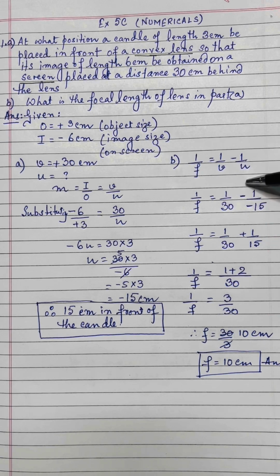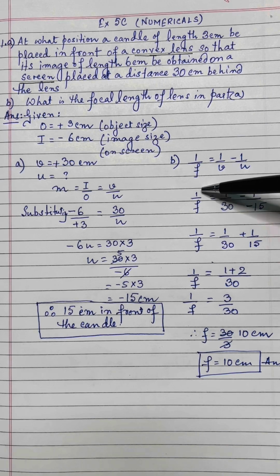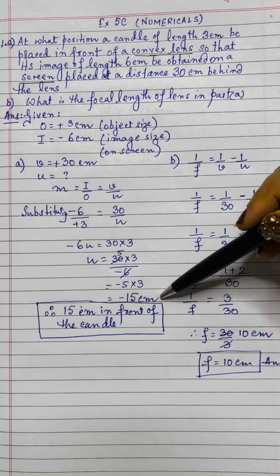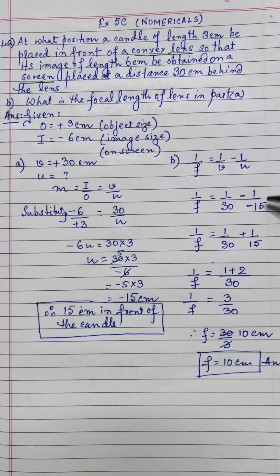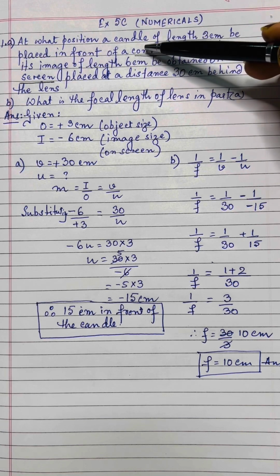So, do not change the formula over here. After writing the formula, substitute the values. So, 1 by f is equal to 1 by 30. Why? Because v is given as 30 centimeter over here. So, we have substituted minus 1 by minus 15. We have just now got the value of u, so we substitute that value. Now, we do the calculation and we get the value of f as 10 centimeter, which is correct. This comes as positive, so it is in accordance because we are calculating for a convex lens.